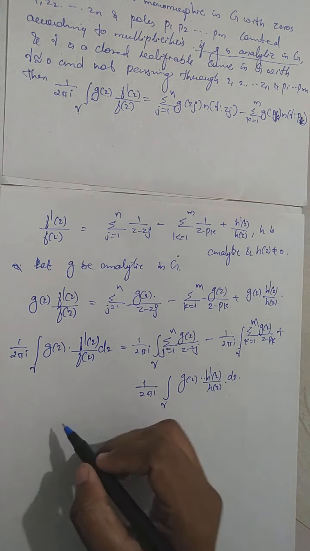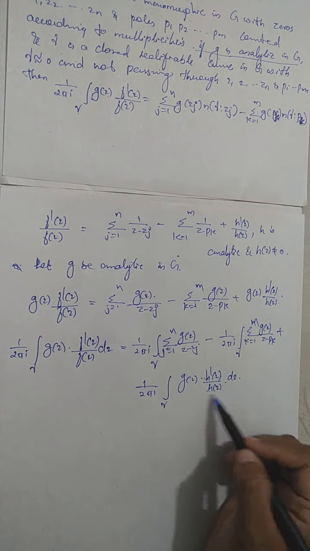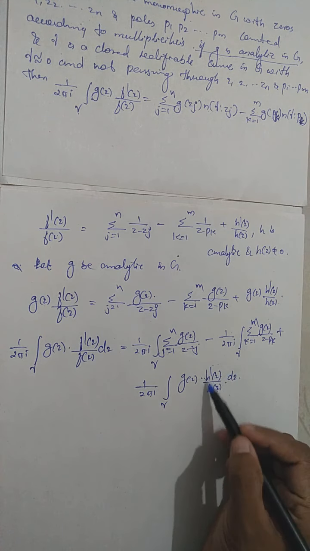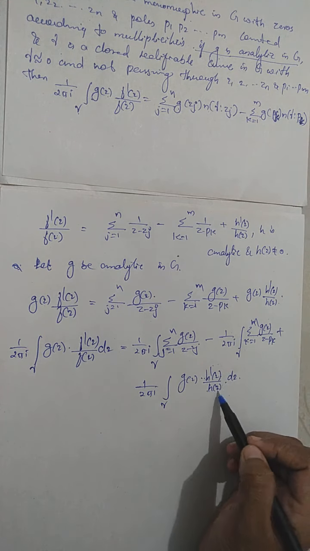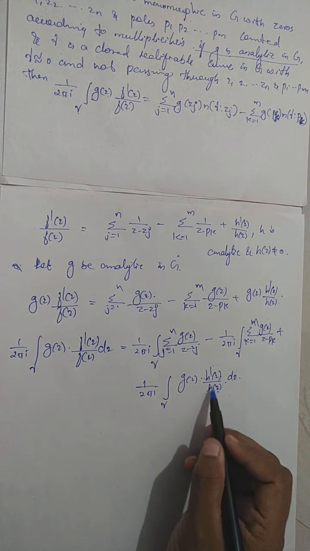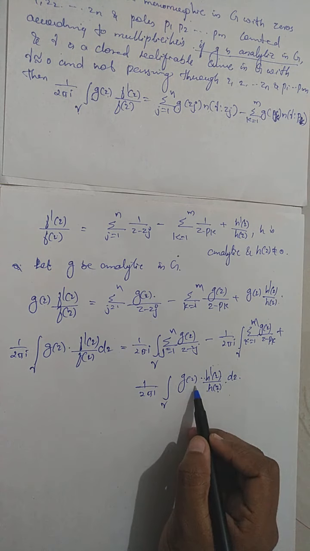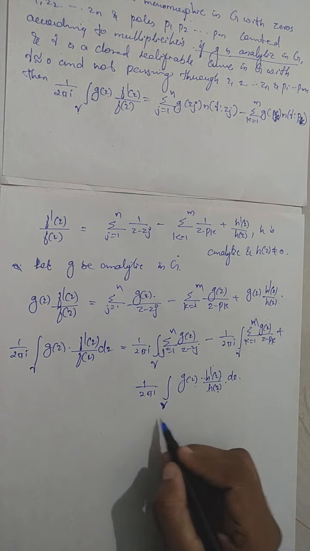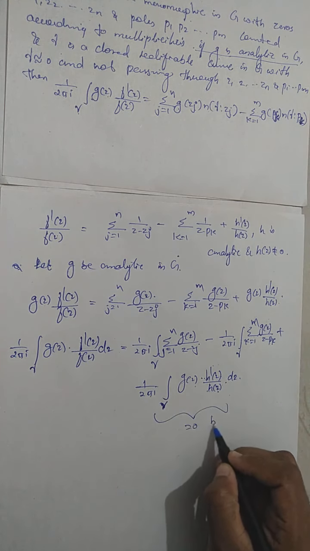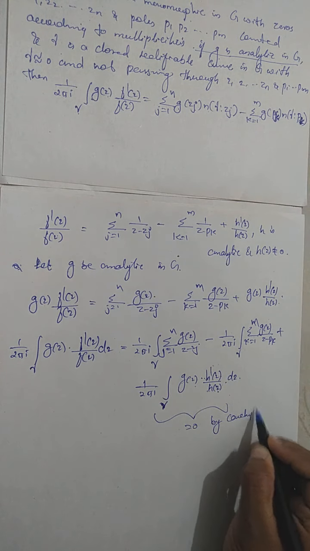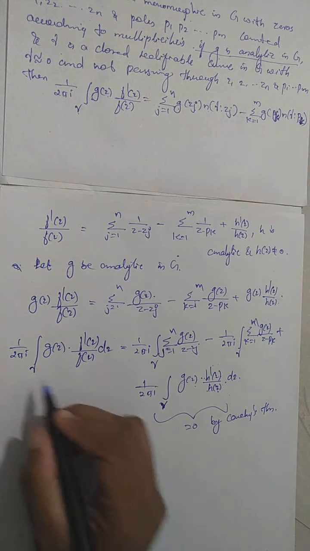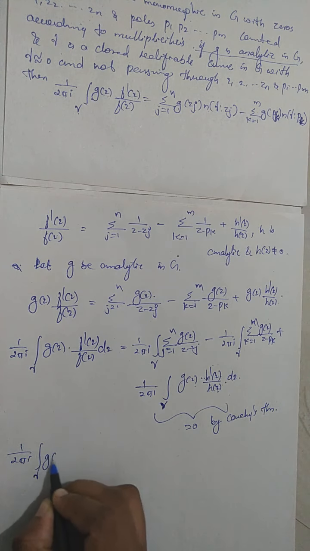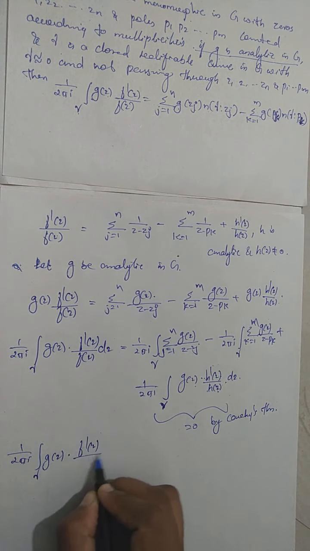And we know that h'(z) by h(z) is analytic. In the previous proof we had g'(z) by g(z); the same thing is here, h'(z) by h(z), which is an analytic function in some neighborhood because h(z) is non-zero. So g(z) into h'(z) by h(z) is an analytic function in a region G and gamma is a closed rectifiable curve. Therefore, again by Cauchy's theorem, this integral value will become 0.